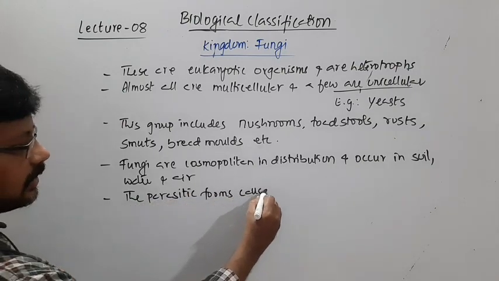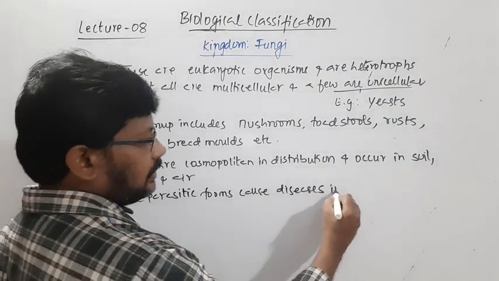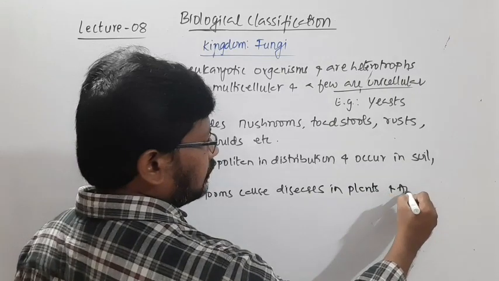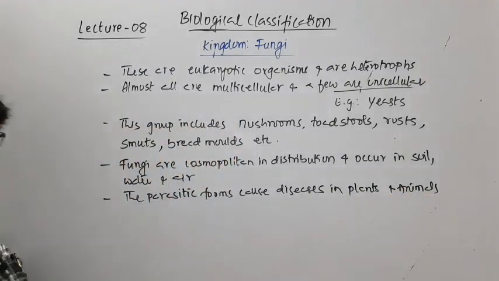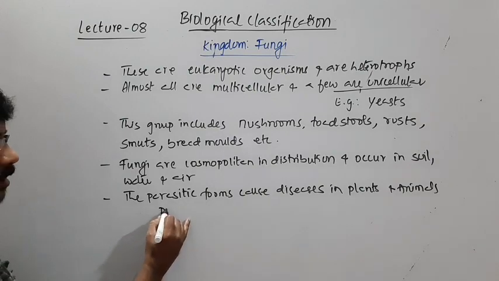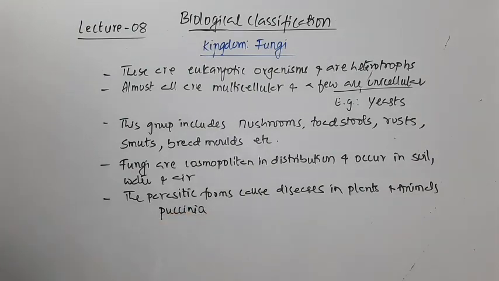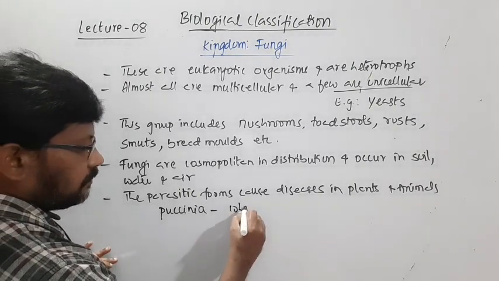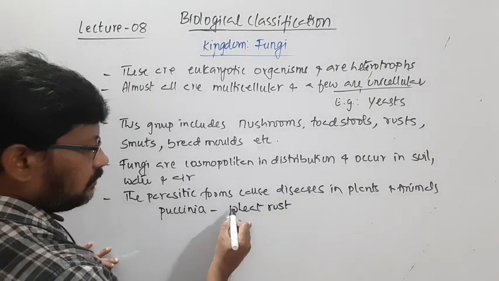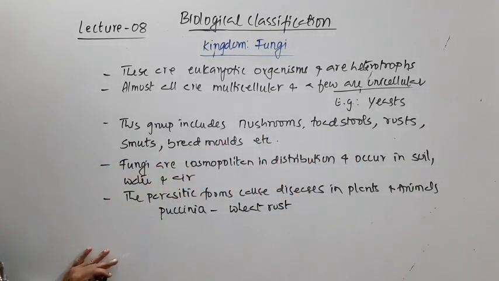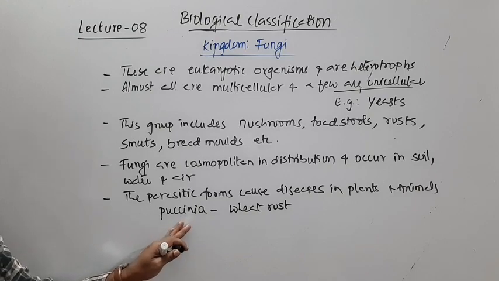As I told you, the parasitic forms cause diseases in plants and animals. For example, in case of plants, a parasite called Puccinia. Puccinia is the organism that belongs to the fungi, and this one causes wheat rust. Just now I told you the rust and smuts are diseases. So they are the fungi that cause diseases in case of plants. So here Puccinia is an example that causes wheat rust.